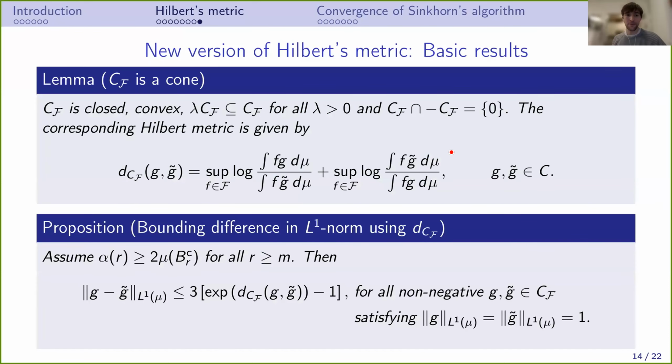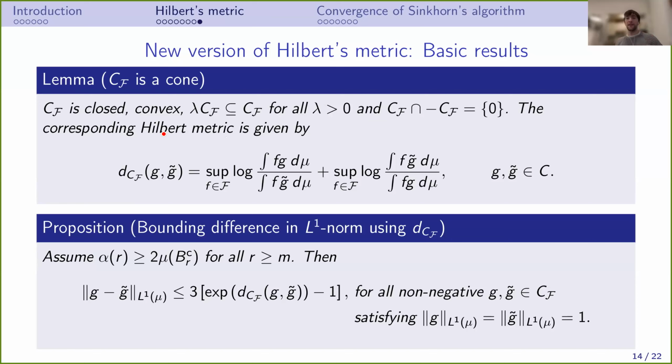And first, what I want to show you is that this now really does what it should do. So first of all, what we define here is really a cone. More precisely, this is actually a closed convex set. It satisfies this cone property, so positive scaling remains the same set. And it's also a pointed cone, so the cone intersected with the negative of the cone is only the zero function. And also this formula, which we motivated earlier intuitively, is really the corresponding Hilbert metric.